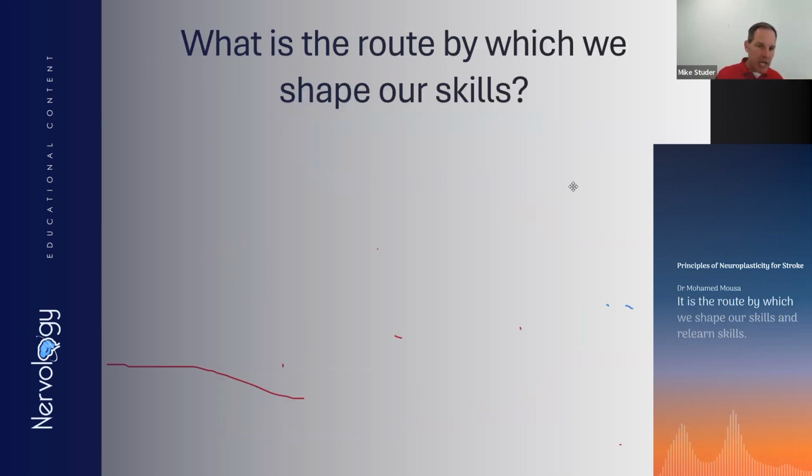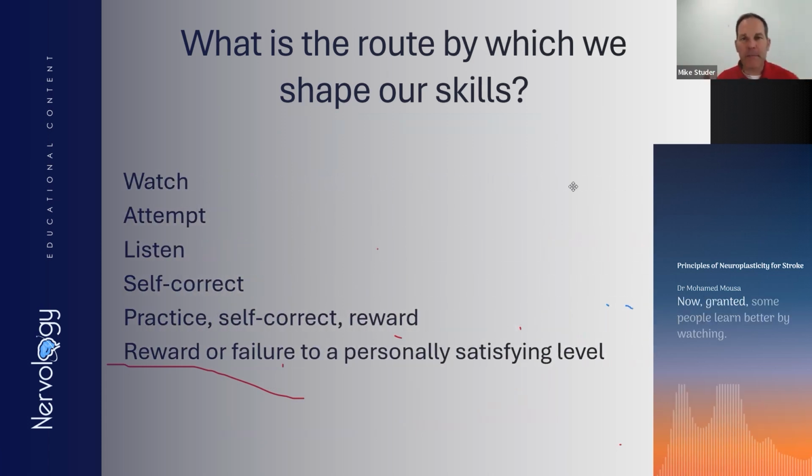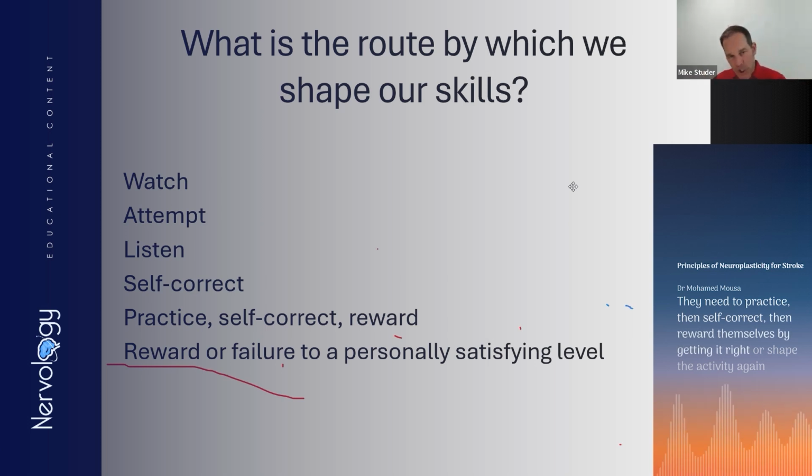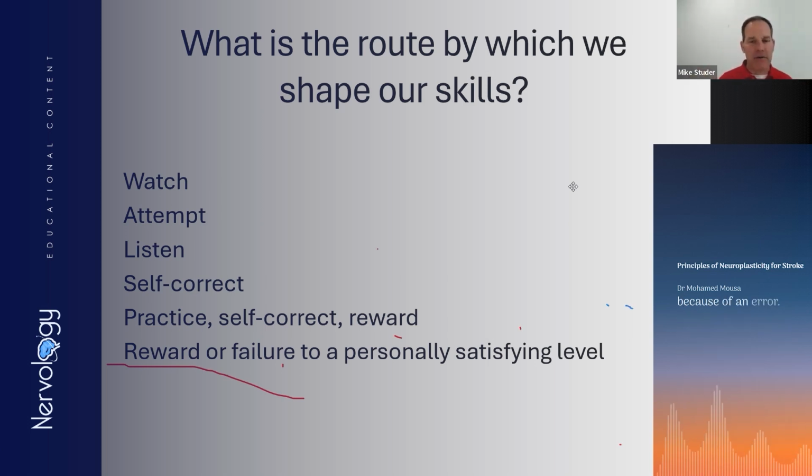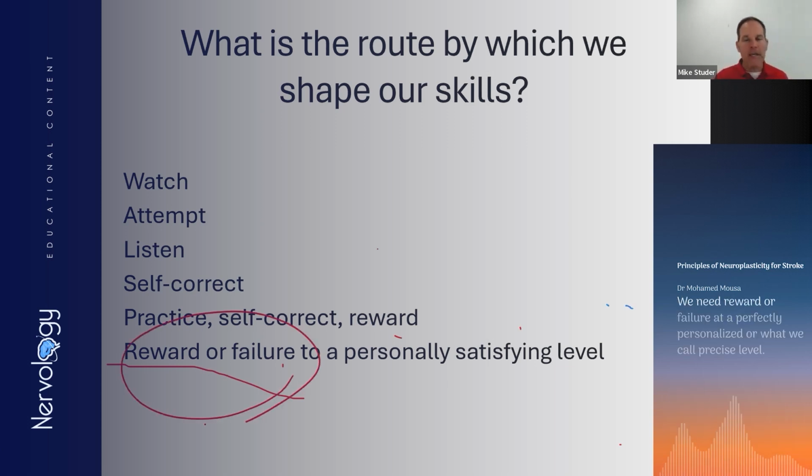It is the route by which we shape our skills and relearn skills. Now, granted, some people learn better by watching. Some people learn better by doing. Some people want to hear all about a task before they have to try it. Everyone needs to learn how to self-correct. They need to practice, then self-correct, then reward themselves by getting it right or shape the activity again because of an error. We need reward or failure at a perfectly personalized, or what we call precise, level.